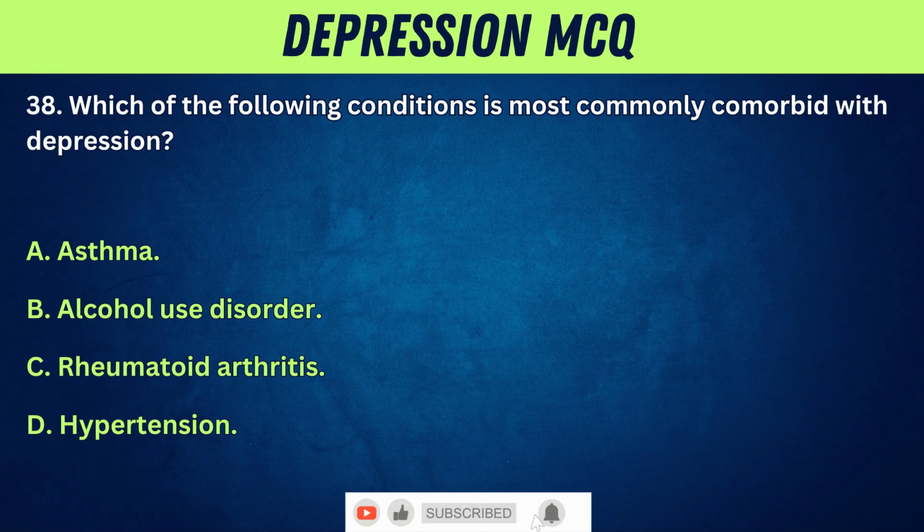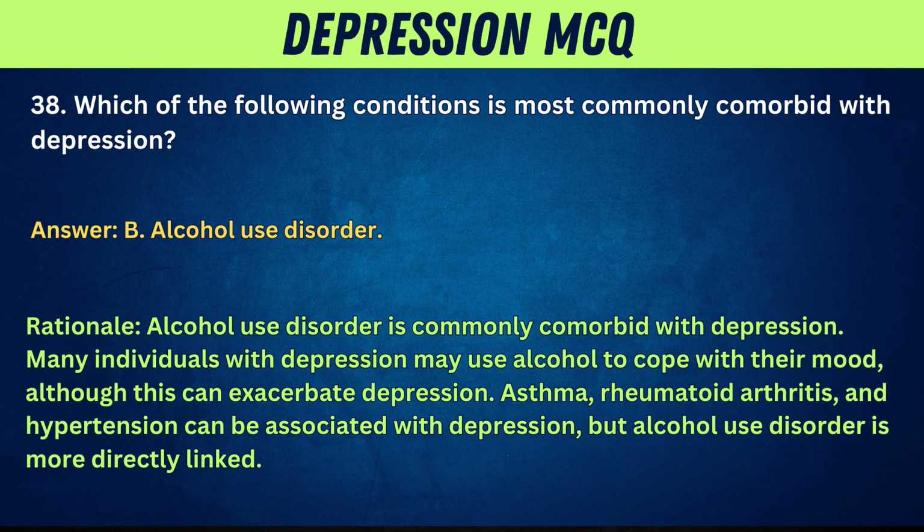38. Which of the following conditions is most commonly comorbid with depression? A. Asthma. B. Alcohol use disorder. C. Rheumatoid arthritis. D. Hypertension. Answer: B. Alcohol use disorder. Rationale: Alcohol use disorder is commonly comorbid with depression. Many individuals with depression may use alcohol to cope with their mood, although this can exacerbate depression. Asthma, rheumatoid arthritis, and hypertension can be associated with depression, but alcohol use disorder is more directly linked.